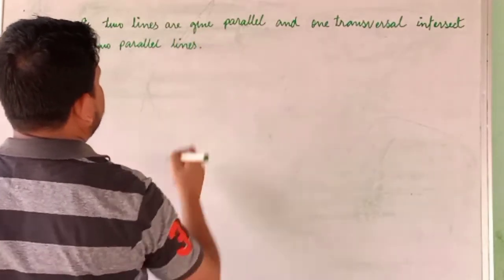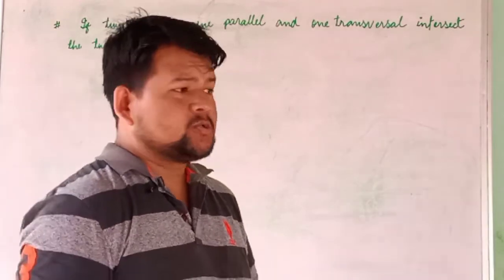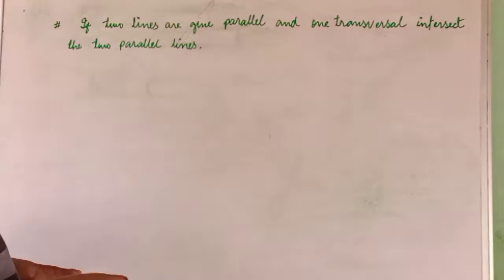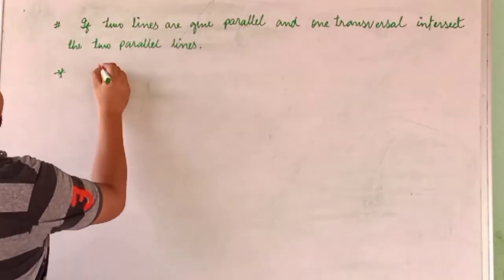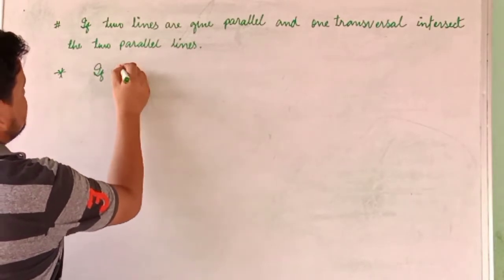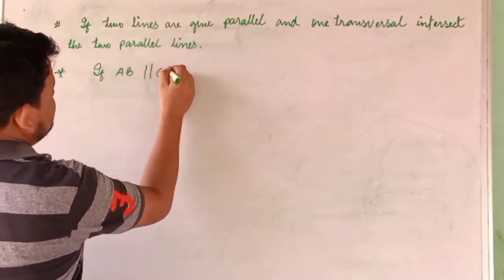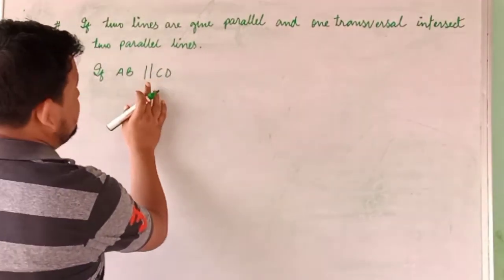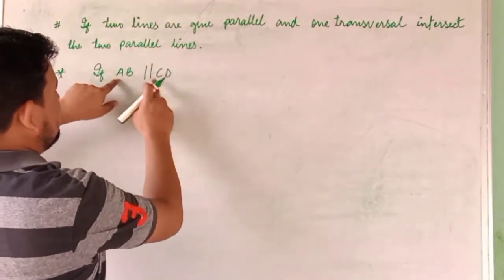Then we have some more properties, so let us learn that. Suppose two lines are given to us parallel in the question. For example, suppose line AB is parallel to CD. This is the symbol for parallel lines. AB is one line and CD is another line.